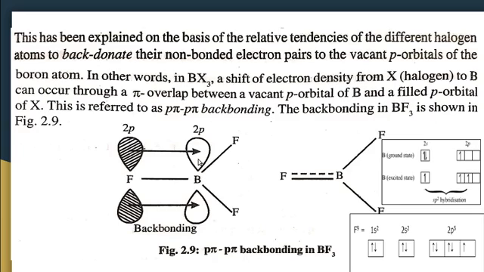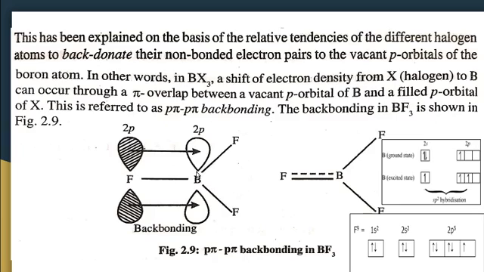So that is the reason for lower Lewis acidity of boron atom: the p pi back bonding. Here a pi bond forms due to the sideways overlap of 2p orbitals of fluorine and boron atom. So the reason for lower acidity of boron atom is p pi back bonding. Because of the p pi back bonding, it gets high electron density, so that decreases the electron deficiency of boron.